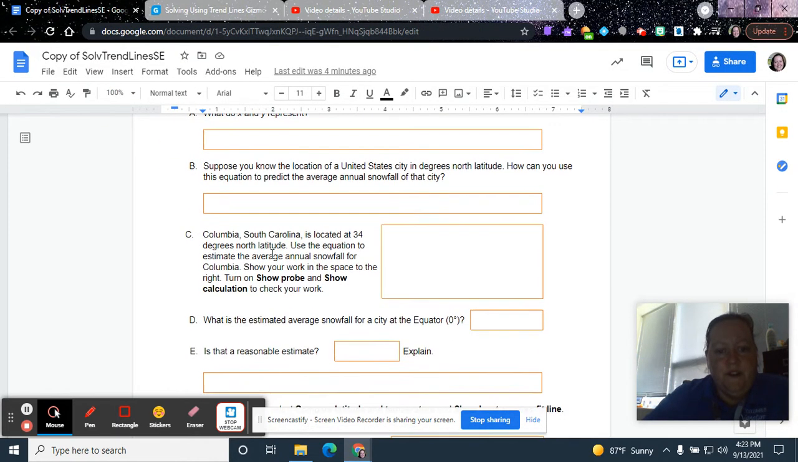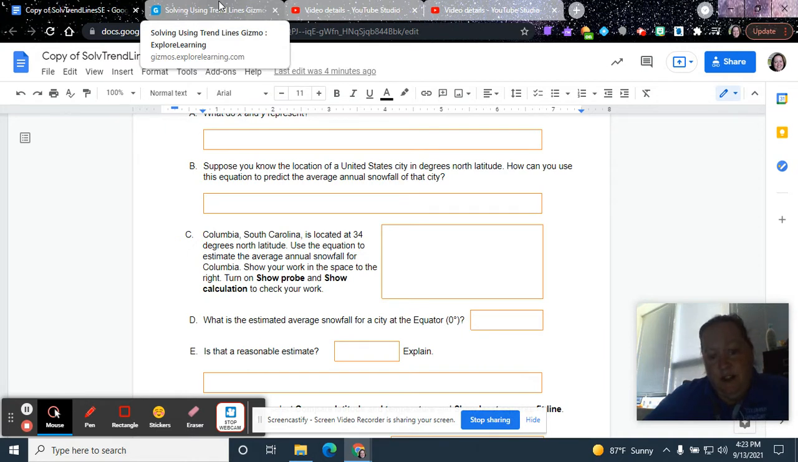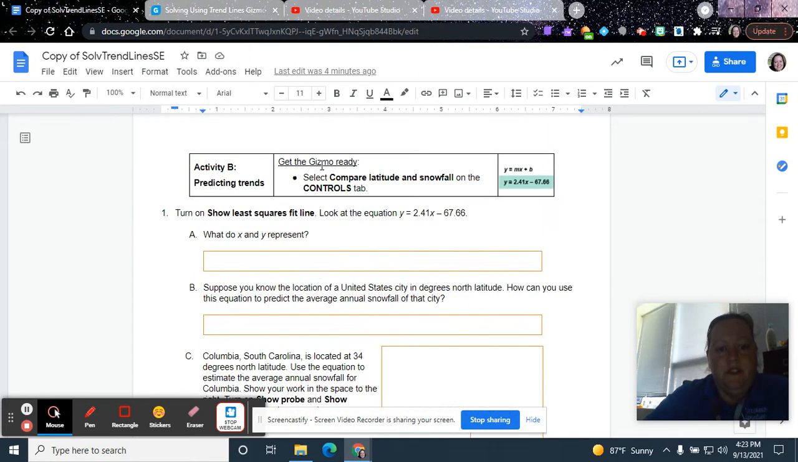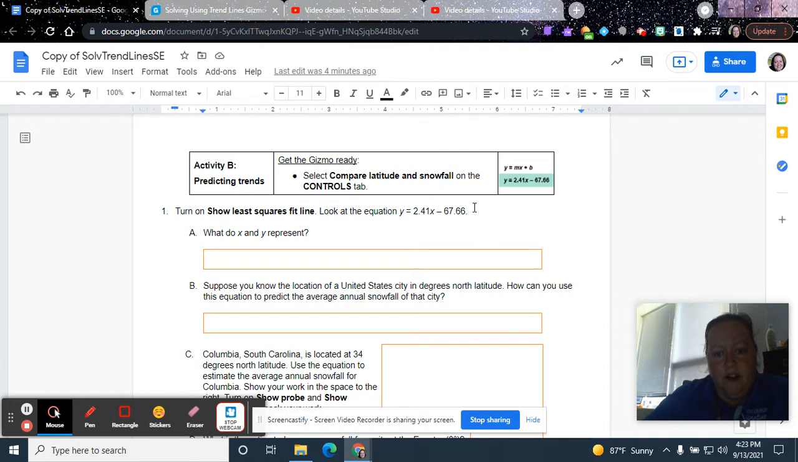It says, suppose you know the location of a United States city in degrees north latitude. How can you use this equation to predict the average annual snowfall in the city? So what that's saying, suppose you know the location in the United States of a city. I think we're somewhere around 36 degrees. So how can we use this equation up here? If I know that we're at 36 degrees north, how could I find out our average snowfall?